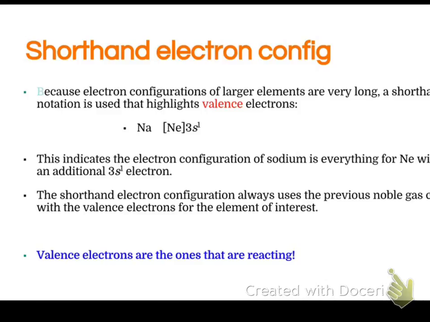Okay, so the reason we use the shorthand notation, other than the fact that it's convenient, is because it shows us just the reaction that is actually happening. So when sodium loses an electron, it always loses a 3s electron to have just the neon core left behind. So when we draw shorthand configuration like this, we are showing just the electrons capable of reacting. We call them valence electrons.